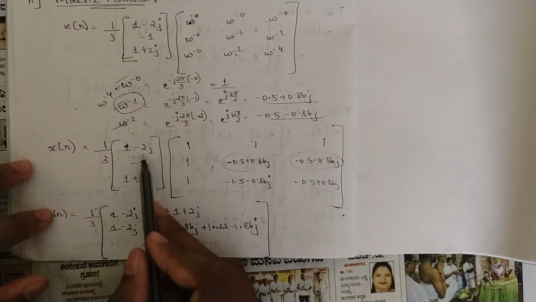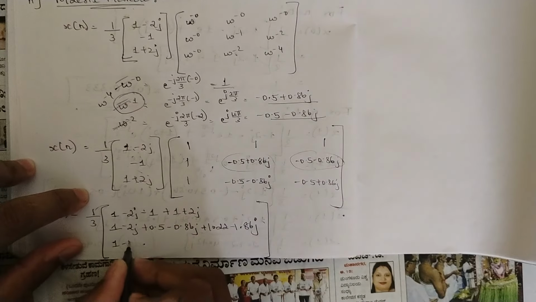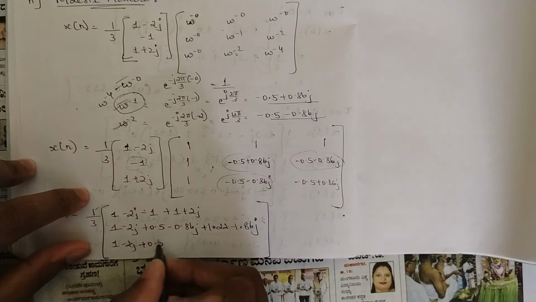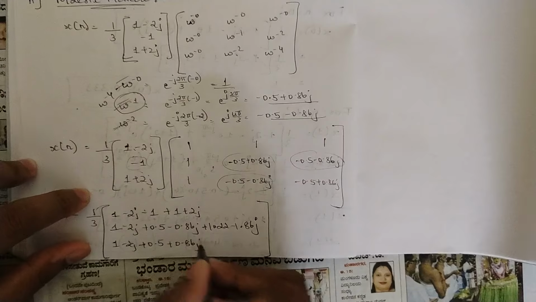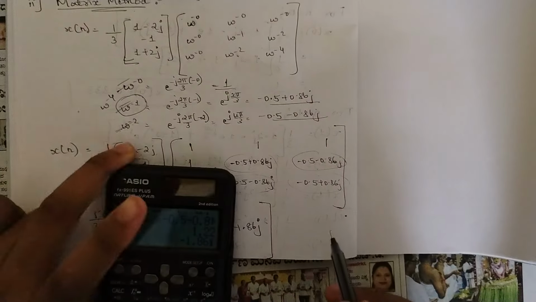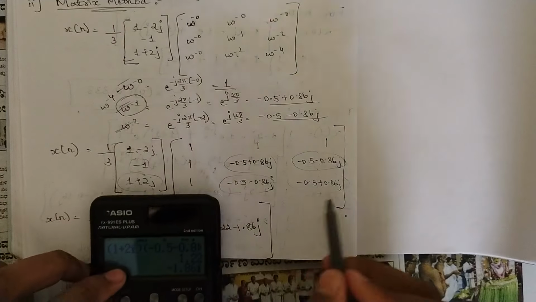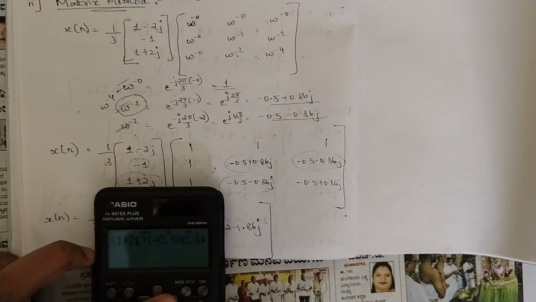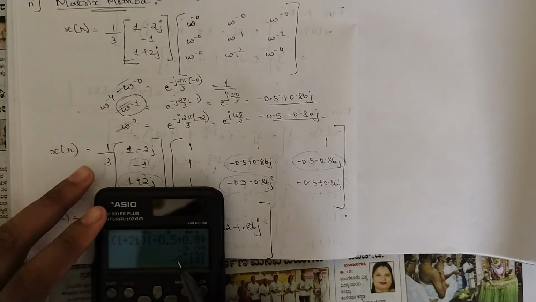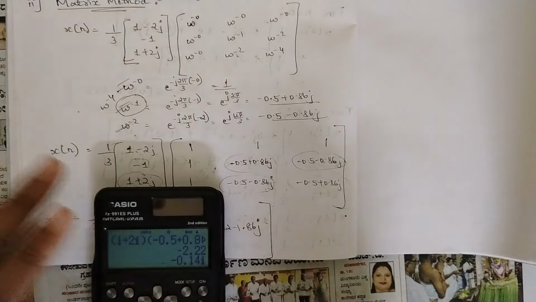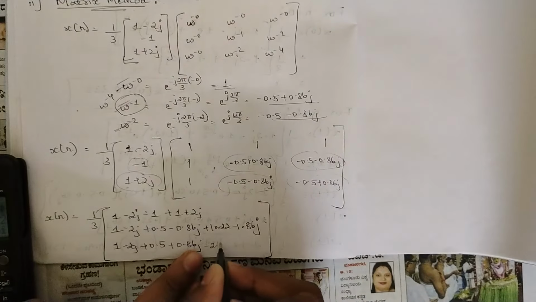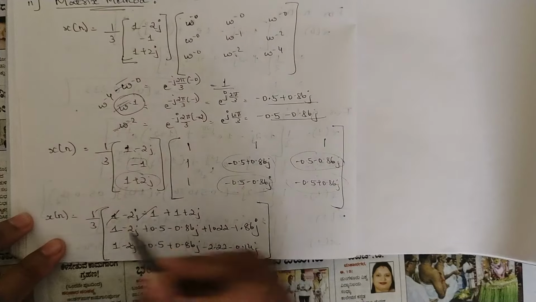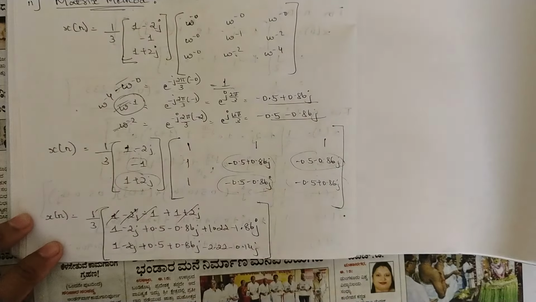So in the third row, 1 minus 2j into 1 is again 1 minus 2j. Minus 1 into minus 0.5 minus 0.86j, both signs would be changed, plus 0.5 plus 0.86j. Then 1 plus 2j into this term. Okay, so here only I am going to change now. 1 plus 2j into minus and plus we have, so here we should be changing as plus. So our answer is minus 2.22 minus 0.14j. So here we can simplify: 1 minus 1 gets cancelled, minus 2j plus 2j will be getting cancelled.